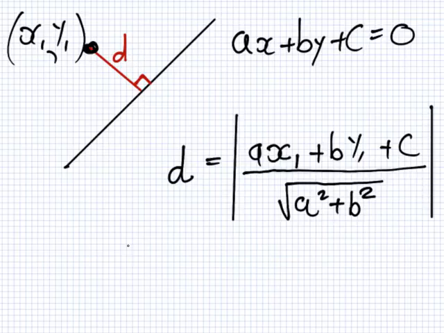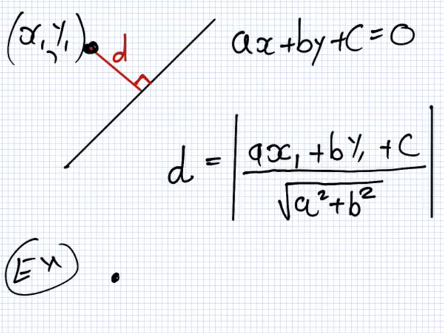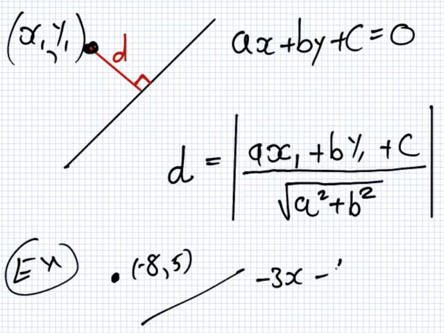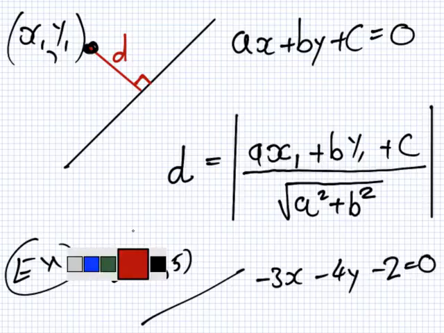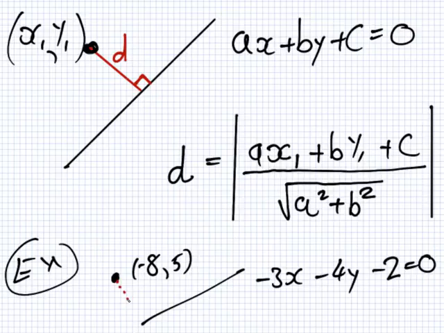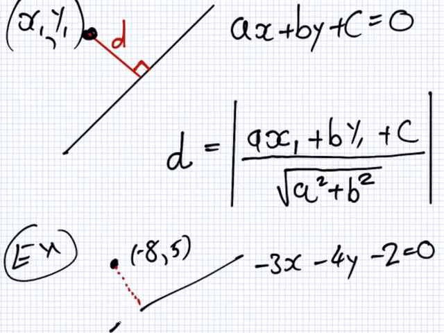So again, it's just a matter of using the formula. There's nothing special here. Here's one for you to try. We'll say the point is minus 8, 5, and the line is minus 3x minus 4y minus 2 equals 0, and I want the distance from the point to the line. Okay, just take a minute or two to do this one.